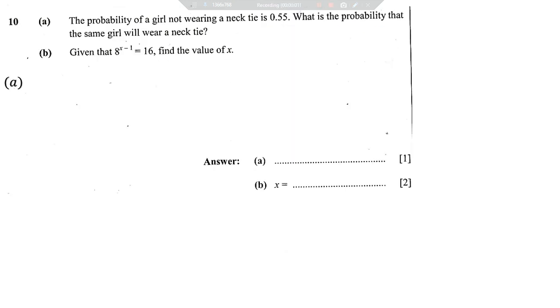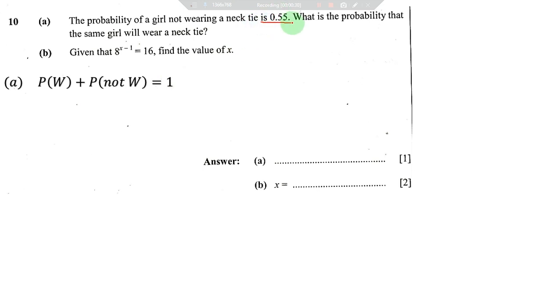Question 10. The probability of a girl not wearing a necktie is 0.55. What is the probability that the same girl will wear a necktie? Okay, the probability of picking an event plus the probability of not picking that particular event, the maximum answer, or the final answer, is 1. So probability of wearing a necktie plus the probability of not wearing a necktie, the answer will be 1. Okay, now what are we given?